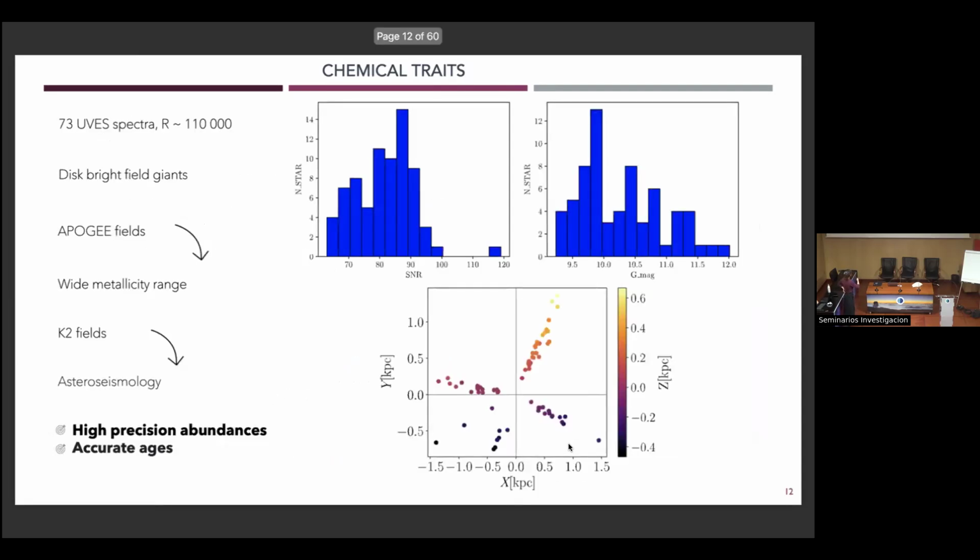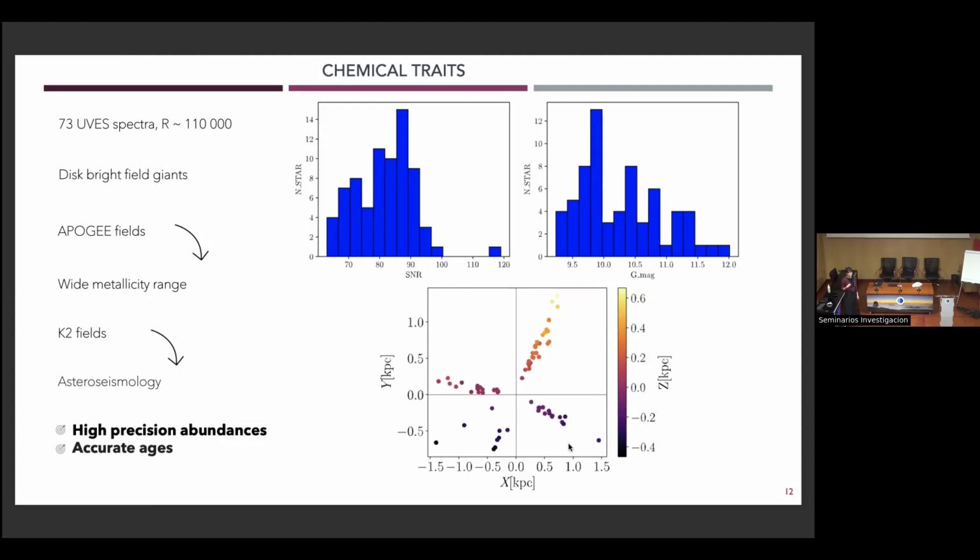And basically what we did in this work was to analyze a sample of 73 UVES spectra, of very high quality, so very high resolution and signal to noise, of bright giant disk stars. So these were all in the disk, quite bright. And these stars were pre-selected thanks to APOGEE, and were selected to cover a wide range in metallicities. And in addition, these stars are also in K2 fields.